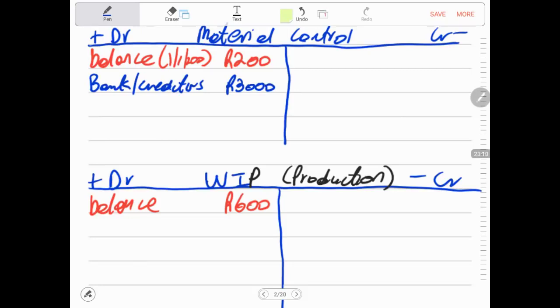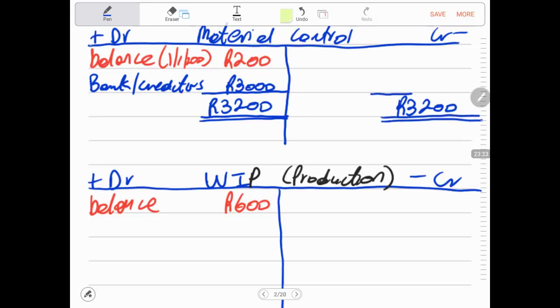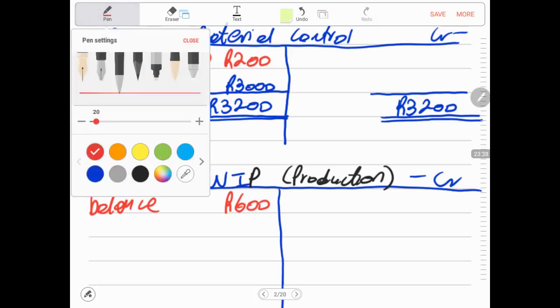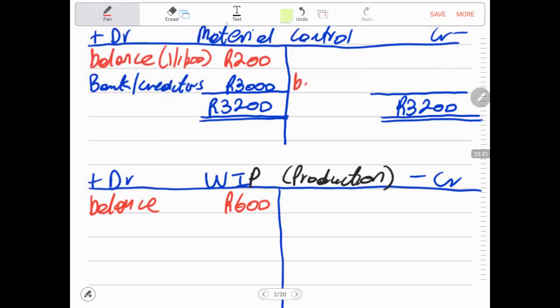Therefore now, if this is 200 opening, and we had 3,000 in the beginning of the year, meaning our material that is available for use will be an amount of 3,200 rands. This will be material that is available in terms of the usage. This is material available to be used. So now you will normally be given a closing balance, a balance carried down, balance at the end of the year.